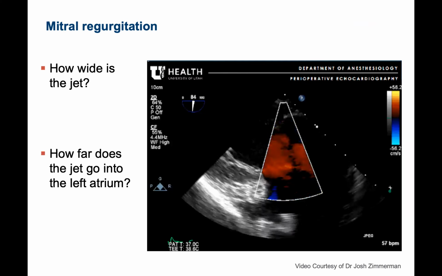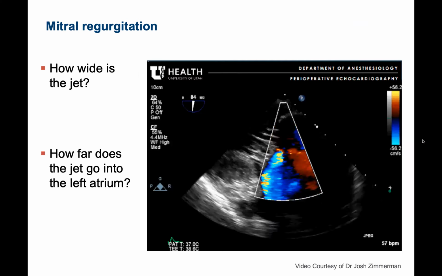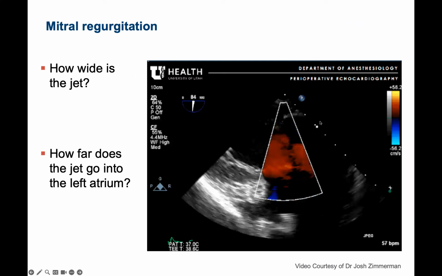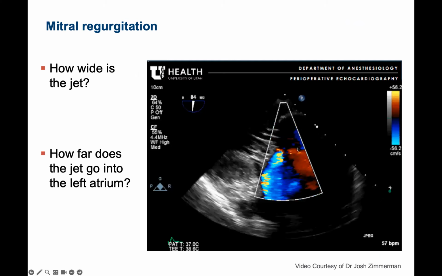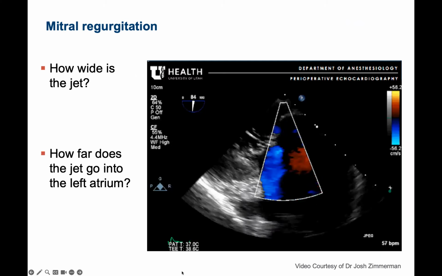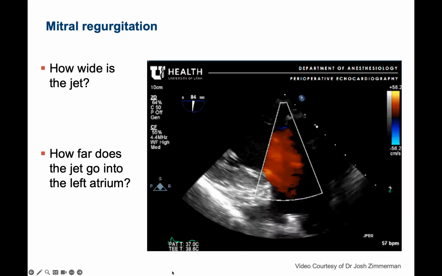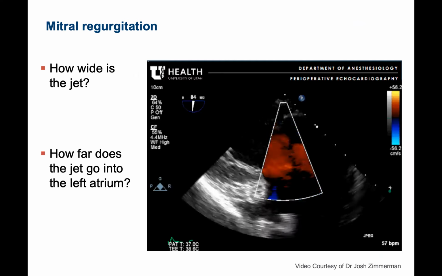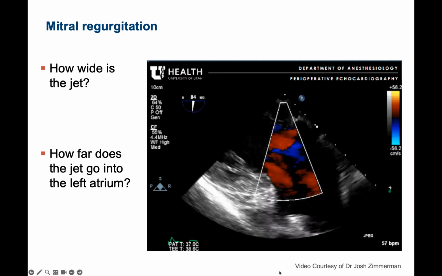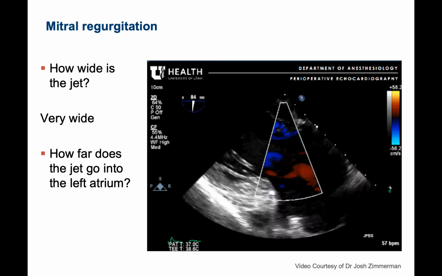Here we have another picture. Again, this is Doppler across the mitral valve. Here's my left atrium, and we're looking at this jet here. Our questions are the same. How wide is the jet? If you look at this jet distance here to here, just looking qualitatively, we would say this jet is very wide.